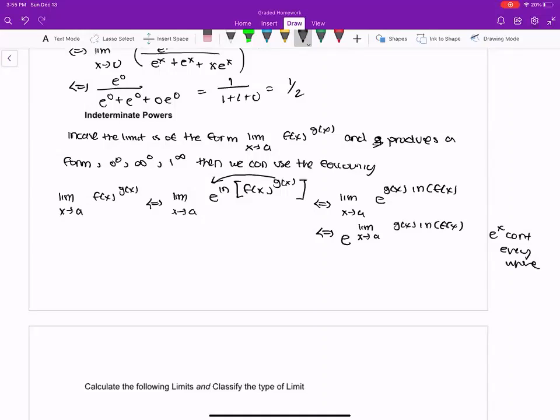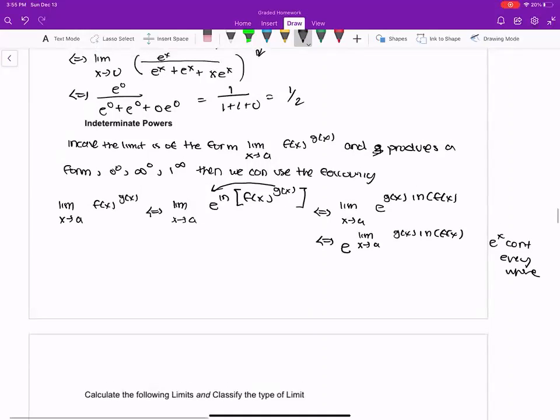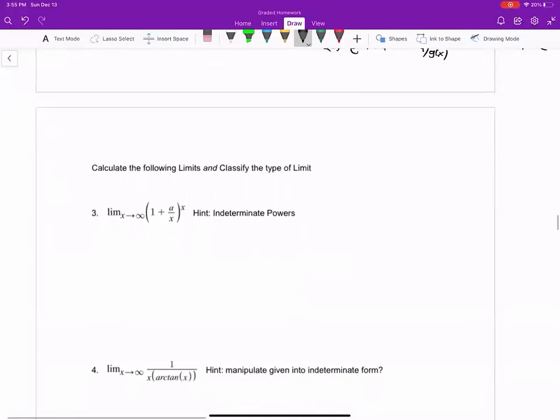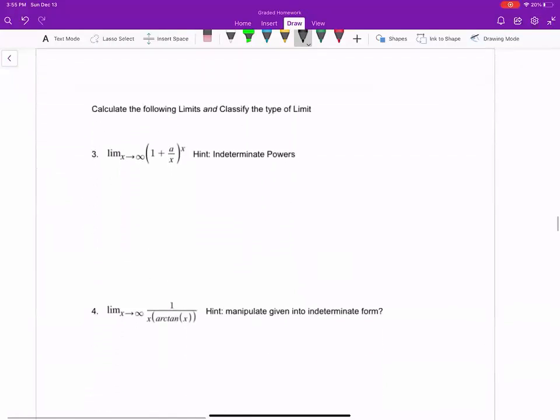Now, since we also learned L'Hospital's rule, we can change this into a rational. So this would be e to the limit as x approaches a of ln of f of x over 1 over g of x. The main reason you're doing this is so that you can apply L'Hospital's rule to a limit that you do not know how to solve. For an example, we will be using the indeterminate powers rule.